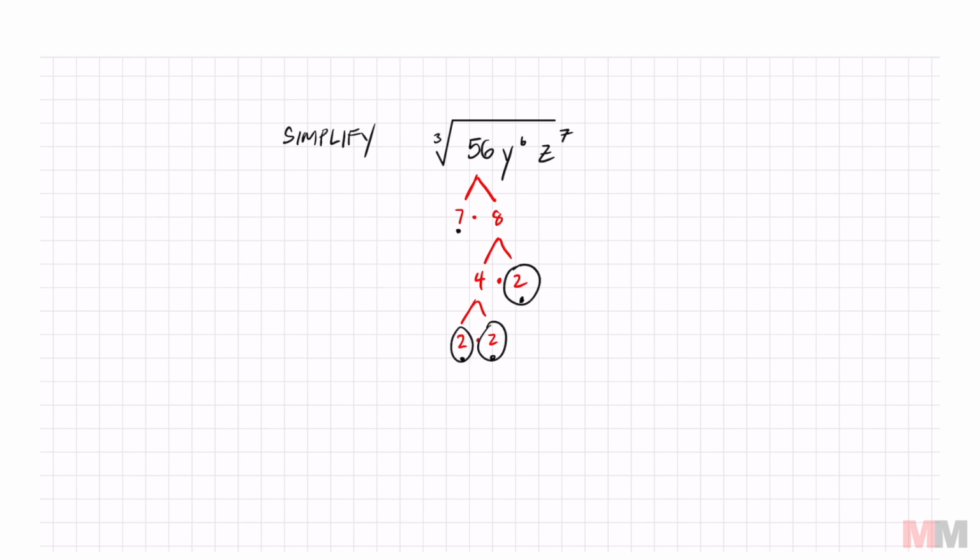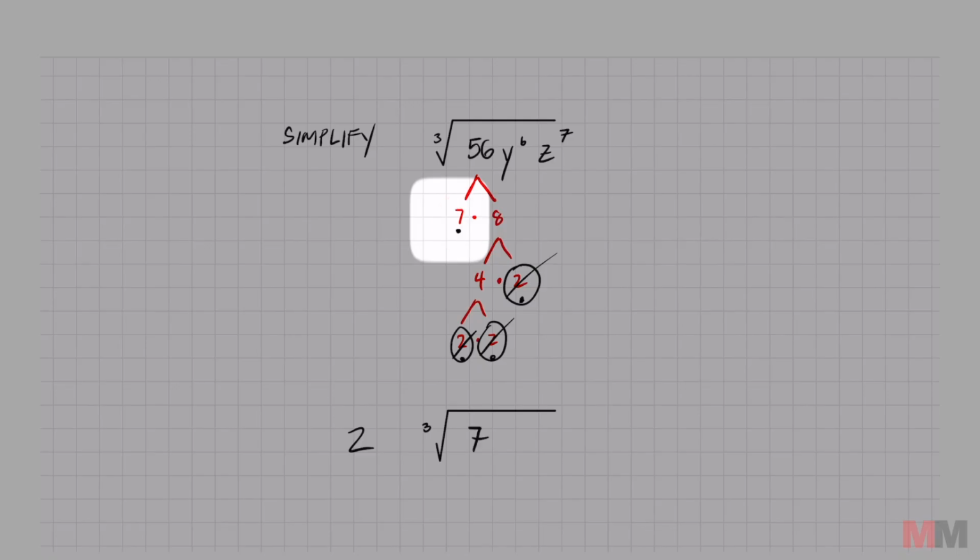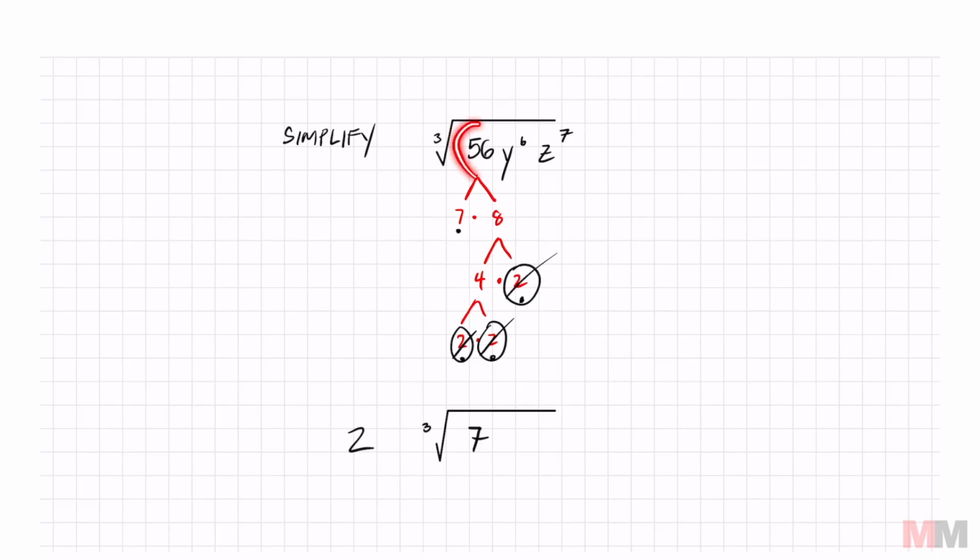And as soon as I get 3 of a kind, and think about what we did earlier, 2 times 2 times 2, the cube root of that, because that's still in the cube root, is just 2. We can write the 2 on the outside. After I take it out, I cross it off so I don't rewrite anything twice. All I'm left with is this 7. So the cube root of 56 is the same thing as 2 times the cube root of 7. So we're done with the 56.